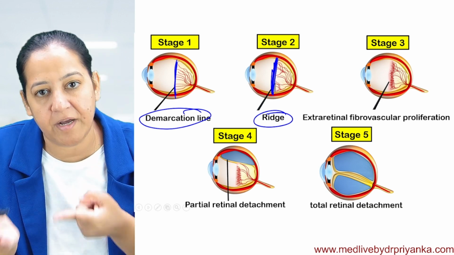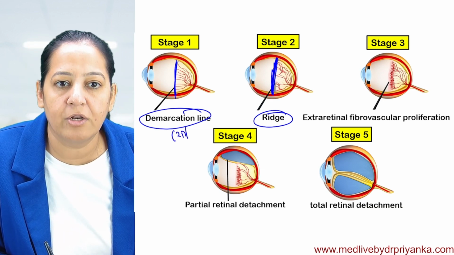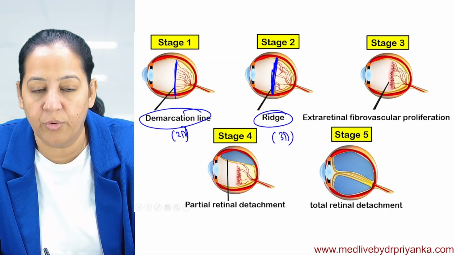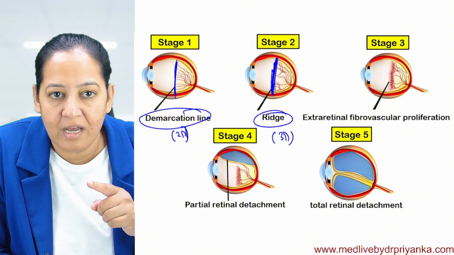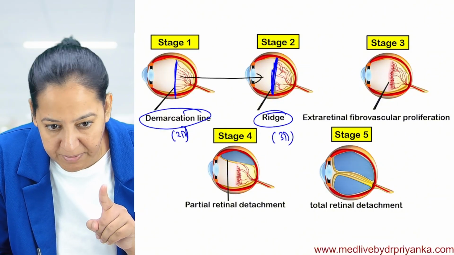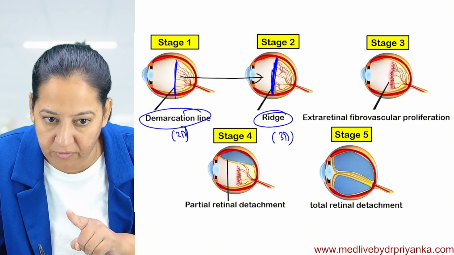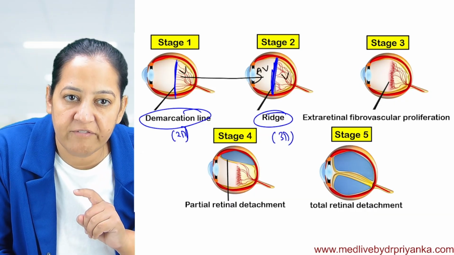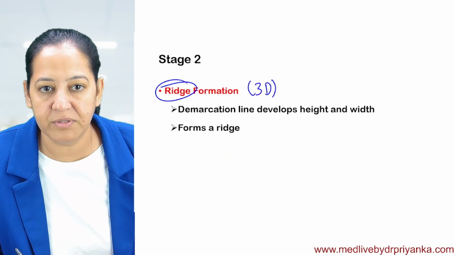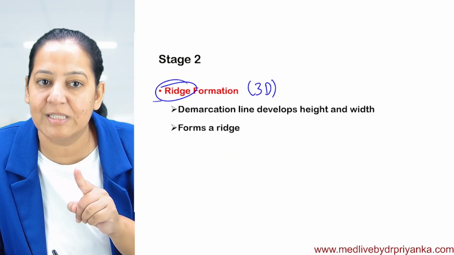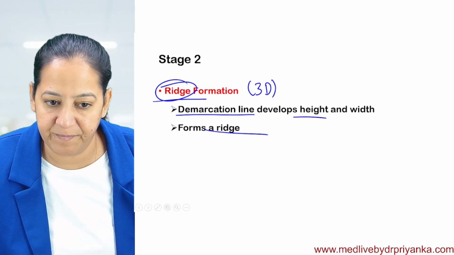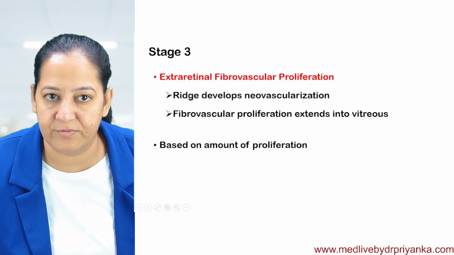From 2D, it becomes 3D. This was 2-dimensional. Now this becomes 3-dimensional. I hope you are getting it. So the same line converted into a ridge. The demarcation line converted to a demarcation ridge between vascular and avascular retina. So this is stage 2. In stage 2, the ridge is formed. The demarcation line develops height and converts into a 3-dimensional figure, that is a ridge.